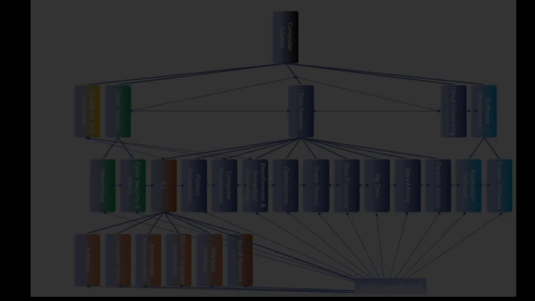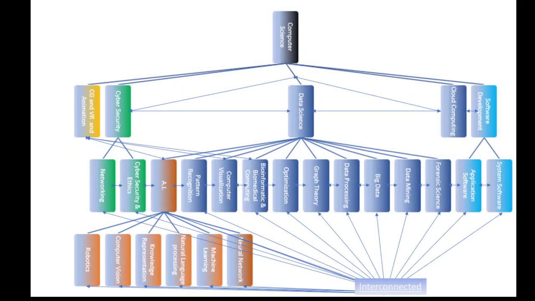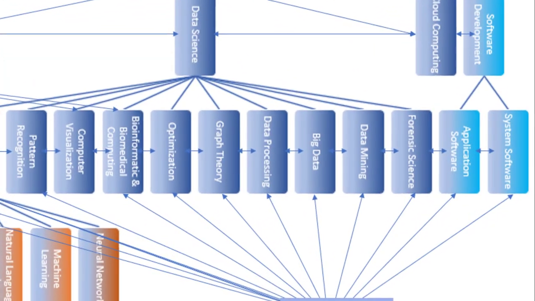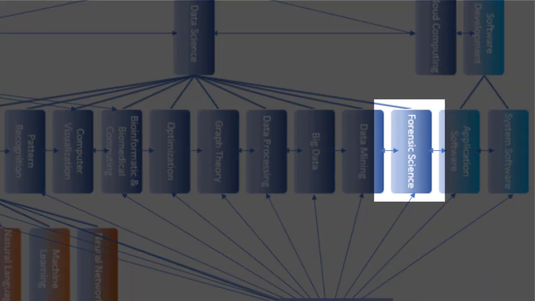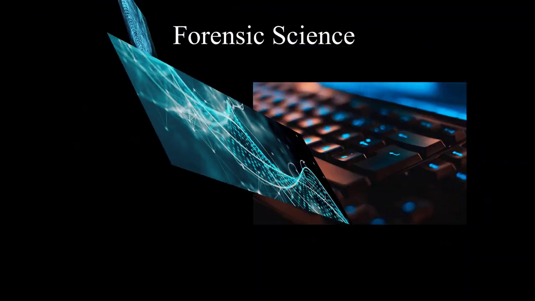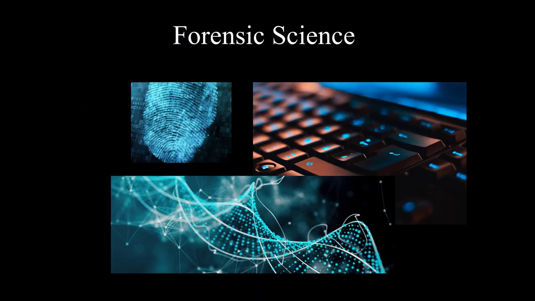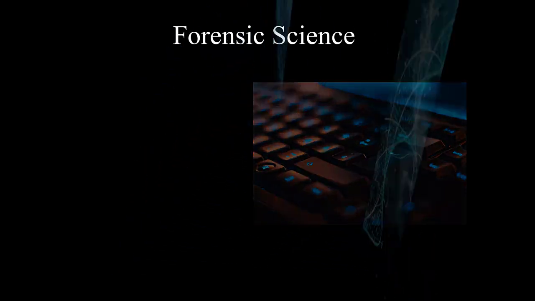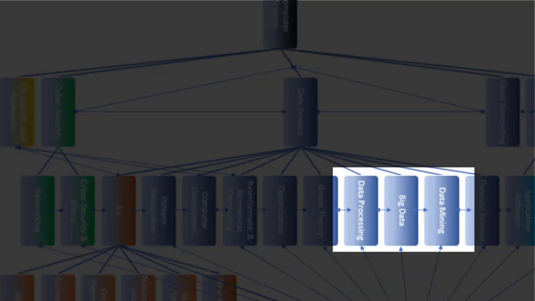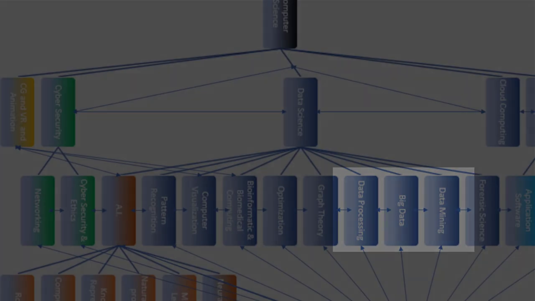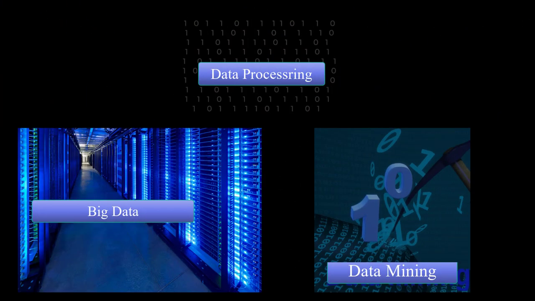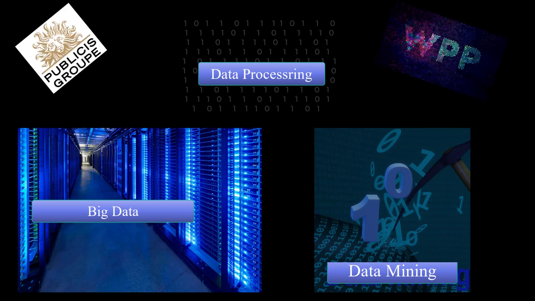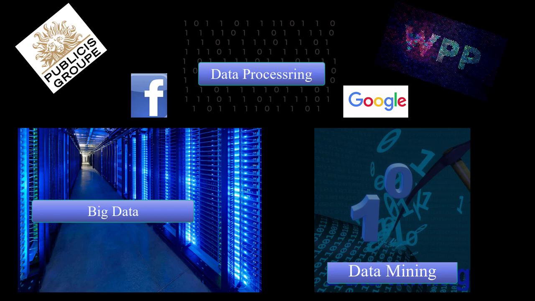Many different fields of computer science fall under the umbrella of data science. These fields include, but are not limited to, for example, forensic science, which includes computer forensics as well, and it involves finding and analyzing data evidence to solve crimes. Data processing, big data, and data mining, which are important fields in discovering patterns in large sets of data. Advertising companies rely greatly on this. An example of this is when advertisement companies study purchase behaviors of their customers to refine their advertisement to them.